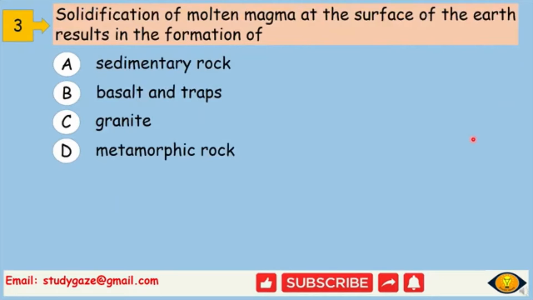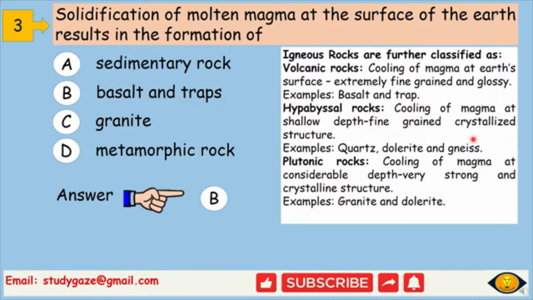3. Solidification of molten magma at the surface of the earth results in the formation of: sedimentary rock, basalt and traps, granite, metamorphic rock. The answer is basalt and trap. The volcanic rocks are formed by cooling of magma at Earth's surface, and they're extremely fine-grained and glossy. The examples include basalt and trap.